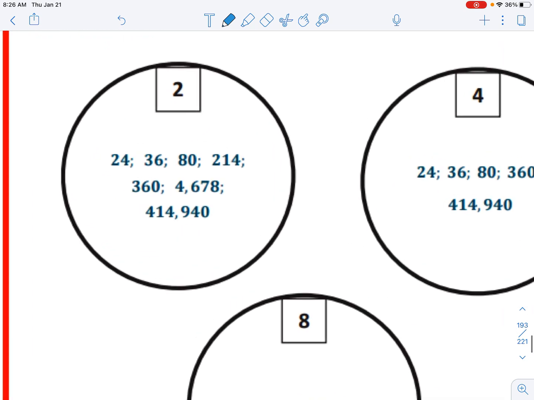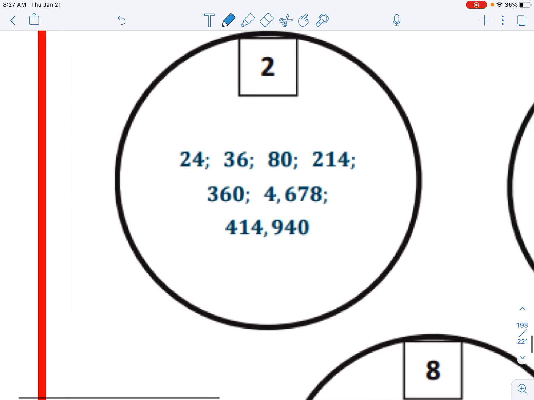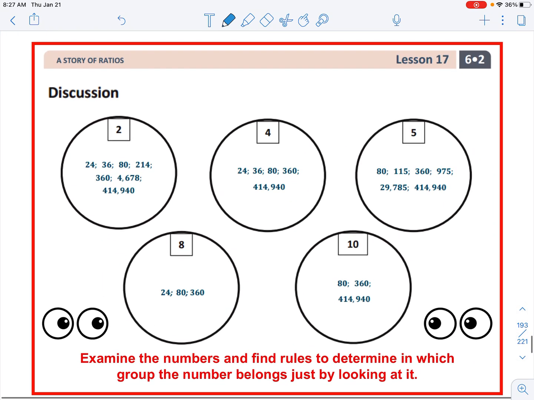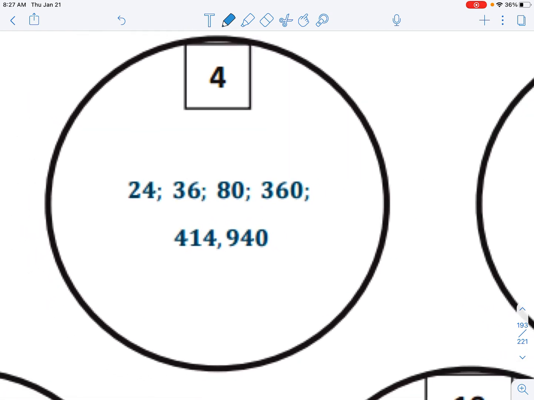So for the 2 circle, these are the numbers that belonged in the 2 circle. The rule for 2 is really easy: as long as the number is an even number, 2 can go into it. So that's an easy rule to remember. 4 is a little bit harder. These are the numbers for the factors of 4, or the multiples of 4. We will learn about the rule for finding multiples of 4.